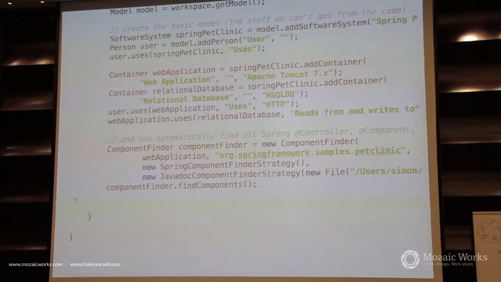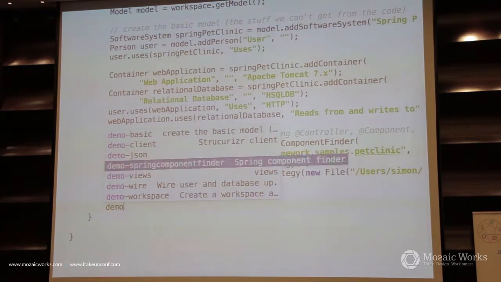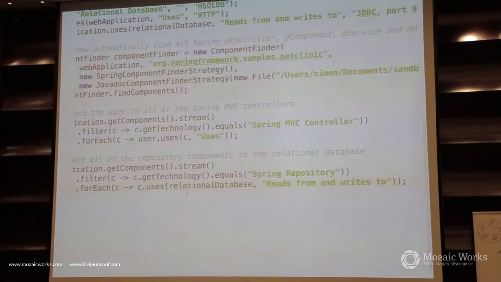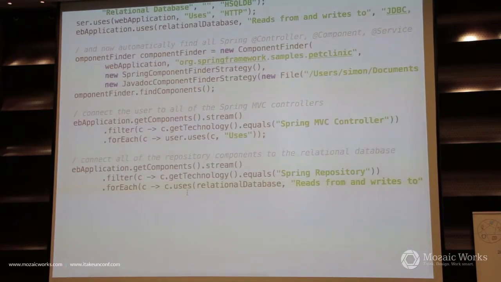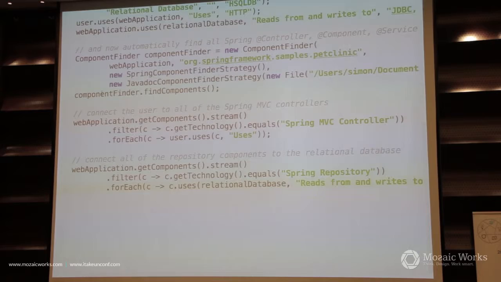There's a little bit more stuff I need to do. I'm going to wire together the user and the database. What I mean by that is, I have a list of components in my web app. What I want to do is make the user use the web controllers, and I want all of the data access objects, the repositories, to use the database. So that's all this code is doing here.